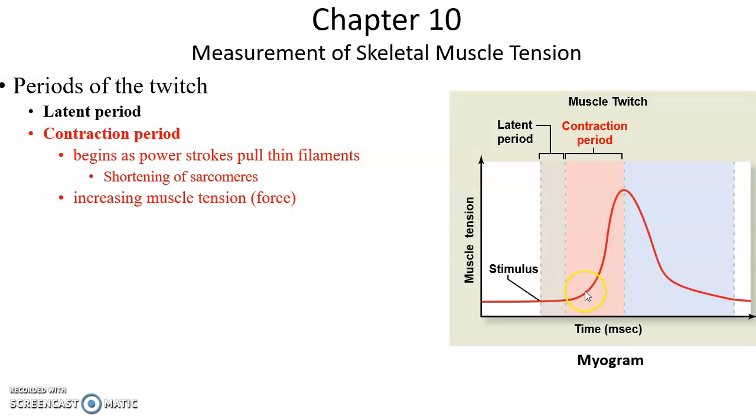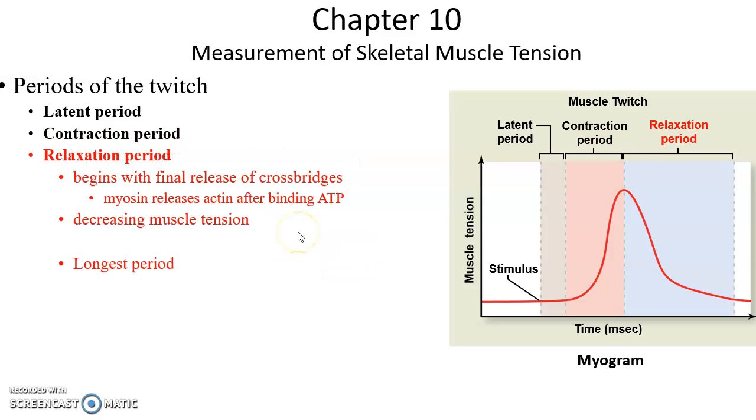Then you have the contraction period, the amount of time in which the muscle is contracting and generating force until it reaches the peak of the force that it will be generating and stops contracting. And then, of course, the relaxation period, when the muscle relaxes, returns to its normal length, and is generating no more force. It turns out the relaxation period is the longest period. So: latent period, contraction period, relaxation period.